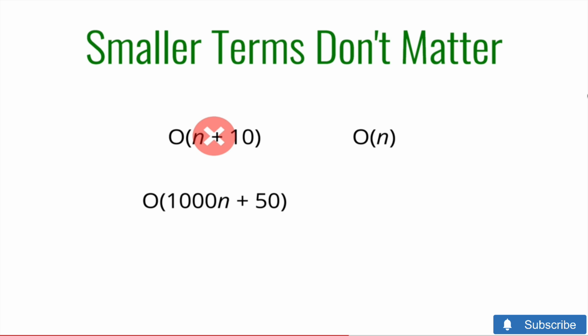So smaller terms also don't matter. The constants out front, in front of n, and smaller terms like this, O of n plus 10, just get rid of the 10. It's O of n. Or in this case, O of 1,000n plus 50, we can simplify that just to O of n. We don't need the constants, and we don't need the small term at the end. Now how about this one? n squared plus 5n plus 8.